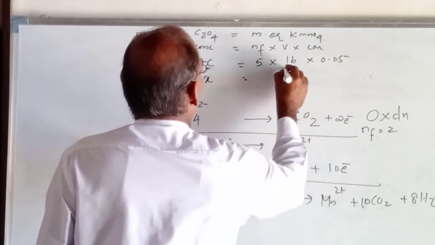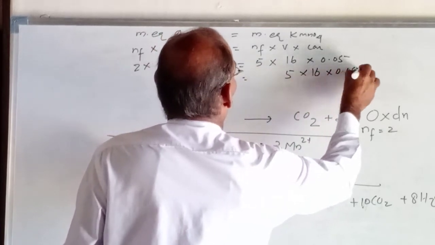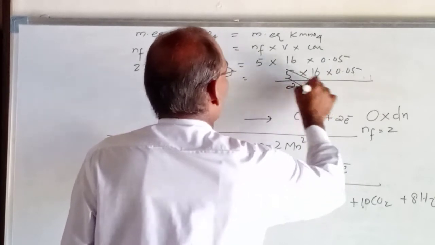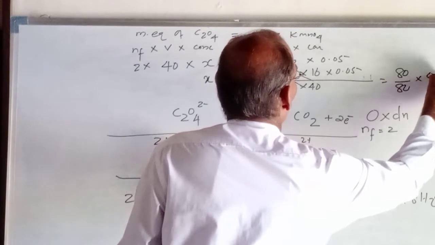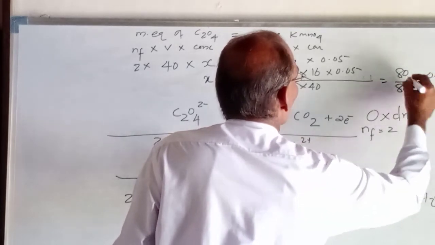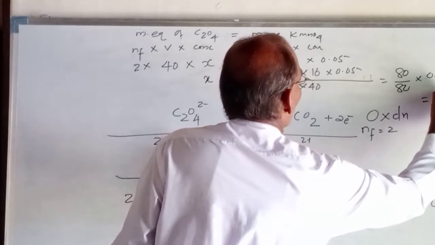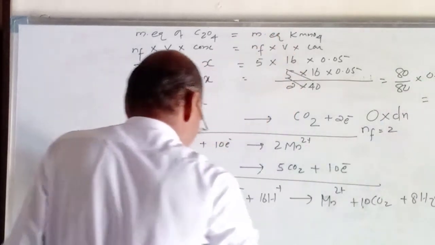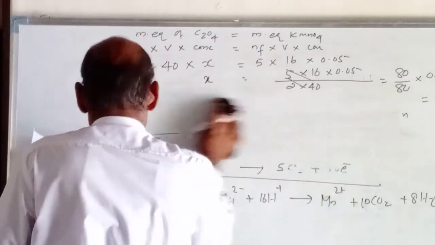Then X is equal to 5 into 16 into 0.05 divided by 2 into 40. This one, 80 by 80. Okay. Into 0.05 means 5 by 100. That is, 80 cancels, so we can write 0.05. Therefore, we got the concentration of oxalic acid as 0.05.